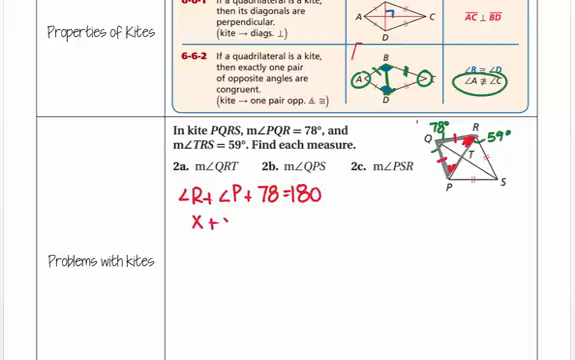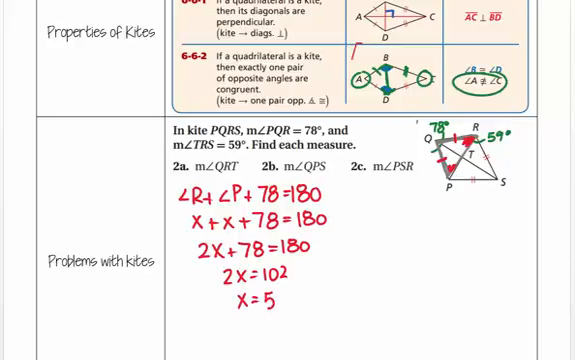So if I call them x, I get two of them. So 2x plus 78 equals 180. And then we just have to do a little math. So if I subtract 78 from both sides and divide by 2, I get 51. Now, if you can do this without all the math and just do 180 minus 78 and cut it in half, that's perfectly fine.